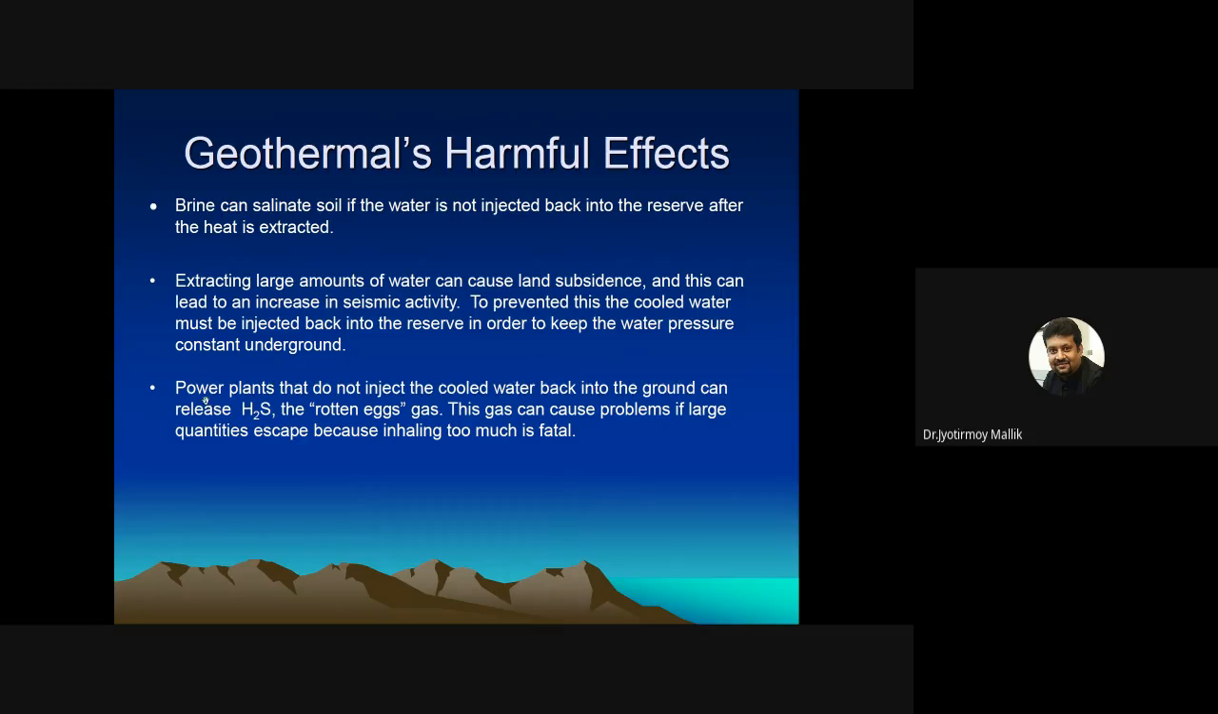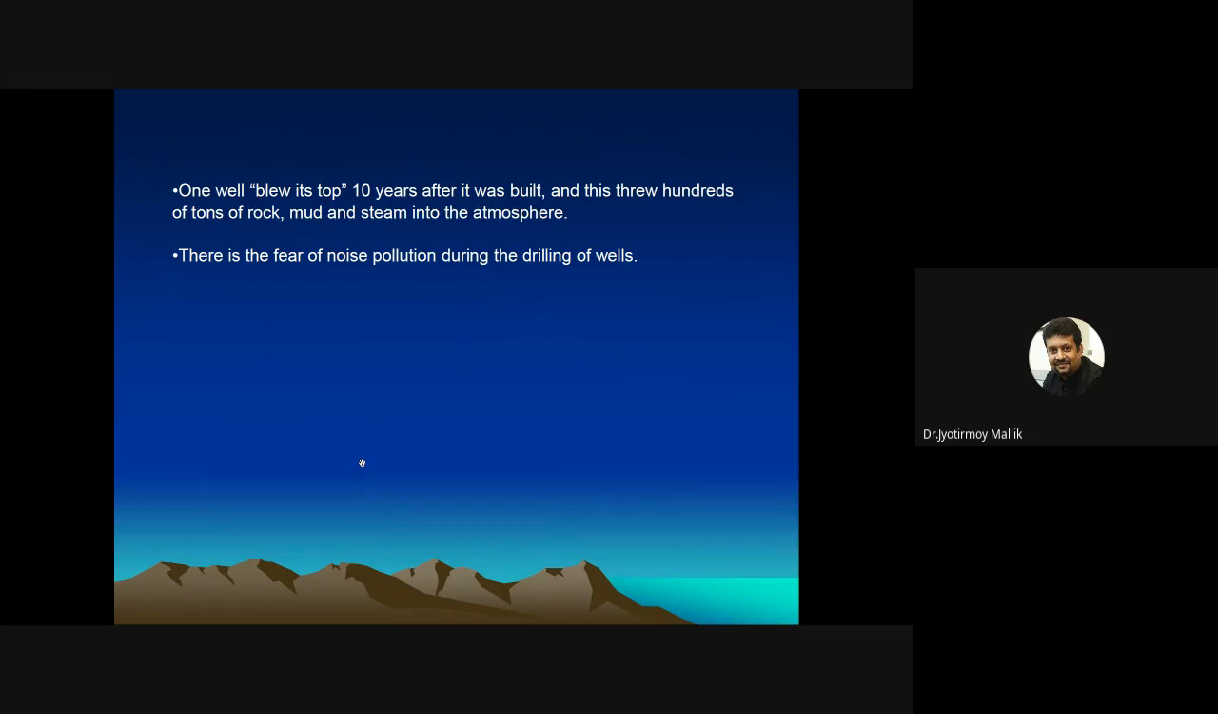Power plants that do not inject cooled water back into the ground can release H2S, because often these hot springs have H2S dissolved in them. It is the rotten egg gas. H2S has a very bad smell, hence it is called rotten egg gas. This gas can cause problems if large quantities escape, because inhaling it can be fatal.